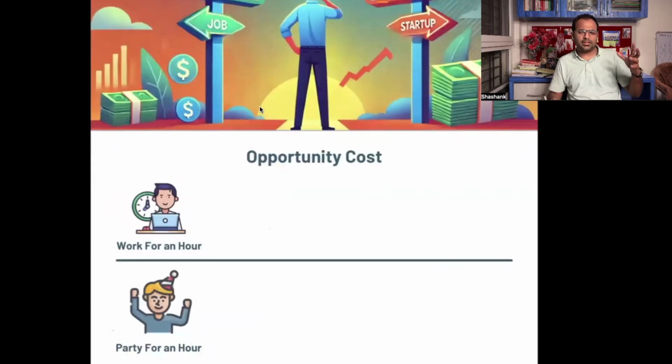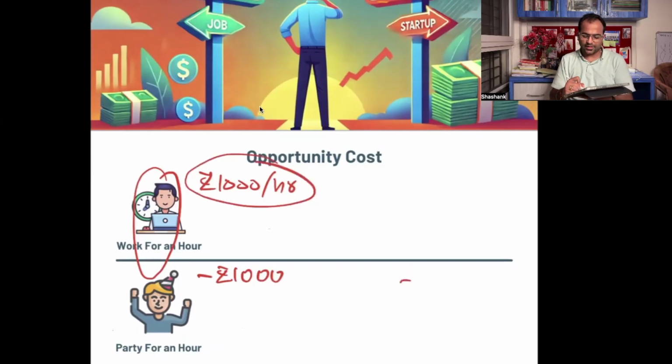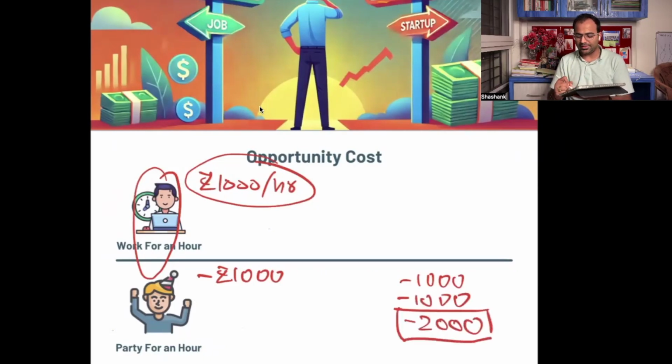So let's take a very simple example to understand opportunity cost. Imagine this is a person who earns rupees 1000 per hour. Now there are two scenarios. He decides to work wherein he is earning 1000 rupees, or he decides to go party wherein he's spending 1000 rupees. All right. Now in this case, if he chooses to party and not work, he's having a net loss of 2000 rupees. How? So the 1000 rupees that he could have earned is not going to come in anymore. Plus he's spending 1000 bucks. So if I total this, it's a net loss of 2000 rupees if he chooses to party and not work.